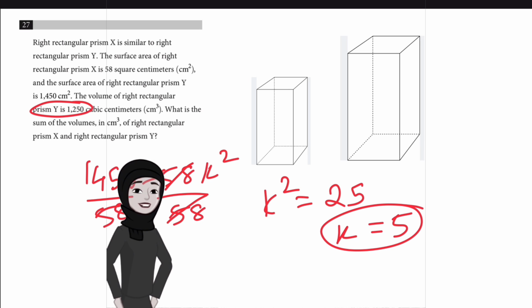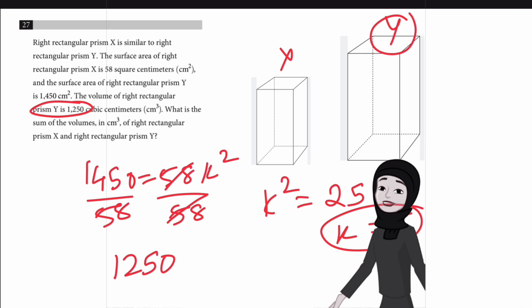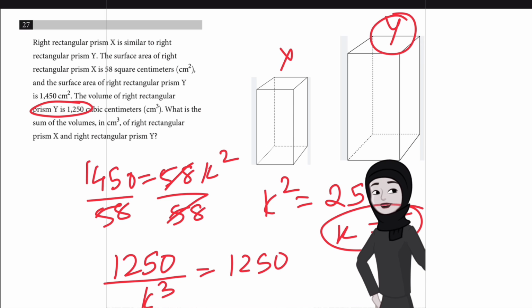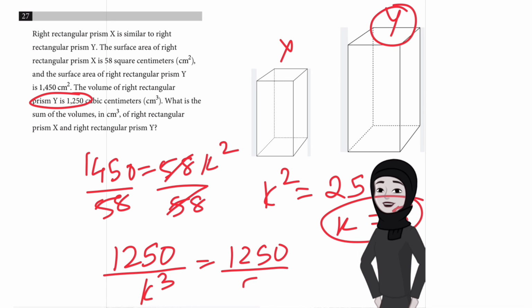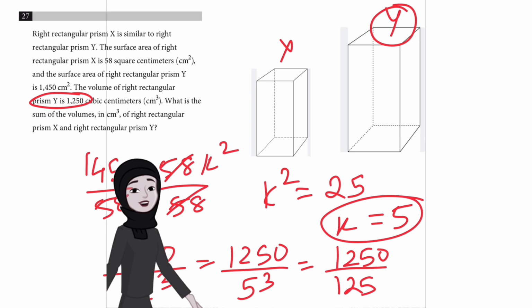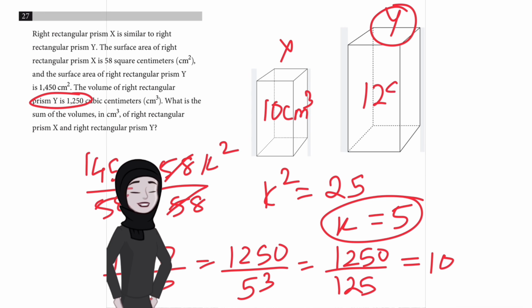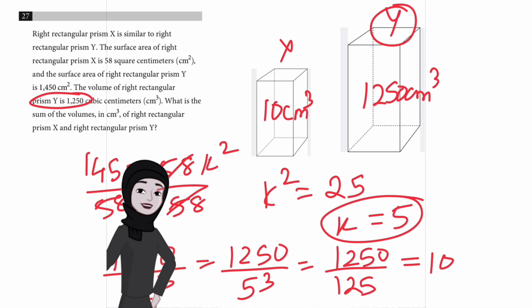And now the other part, that is the volume of prism Y is 1250 cubic centimeters. Therefore, the volume of prism X will be, this time they have given the volume of the bigger one, so we have to divide 1250 by k cubed. We know that k is 5, so 5 cubed. So 1250 will get divided by 125 because 5 cubed is 125. So we are left with 10, which also means that 10 cubic centimeters is the volume of prism X, and volume of prism Y was already given, 1250 cubic centimeters.